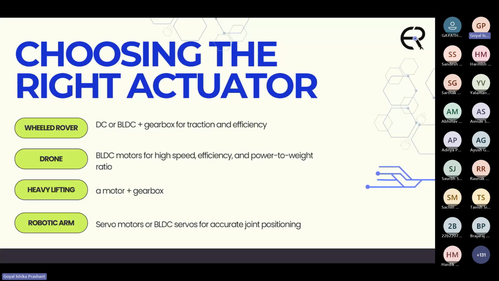So, what are the different applications and which actuator would be compatible with them? The first kind that we have is wheel turbo. This is where we would use a DC or a BLDC motor paired with a gearbox to provide enough traction and for it to be efficient. Then in drones, we use BLDC motors because of their high speeds, they're highly efficient, and they have a very low power to weight ratio. In heavy lifting applications, we would use the appropriate motor paired with a gearbox. And in a robotic arm, we would use either a servo motor or a BLDC servo for accurate joint positioning.